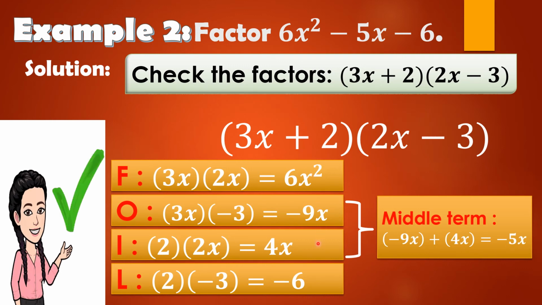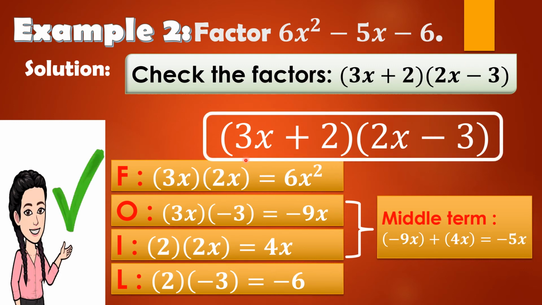Then, check natin ang mga answer natin. We have 6x squared, negative 5x, and negative 6. Since nakuha ulit natin ang given, we can now conclude that 3x plus 2 and 2x minus 3 are the factors of 6x squared minus 5x minus 6.